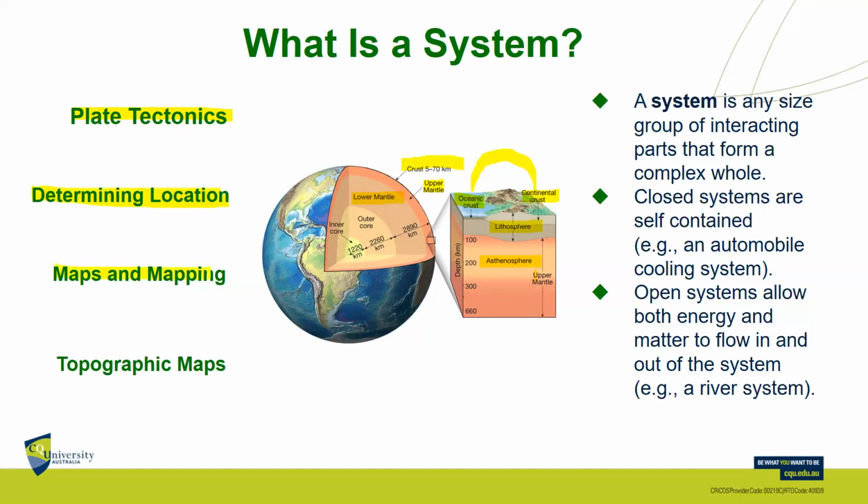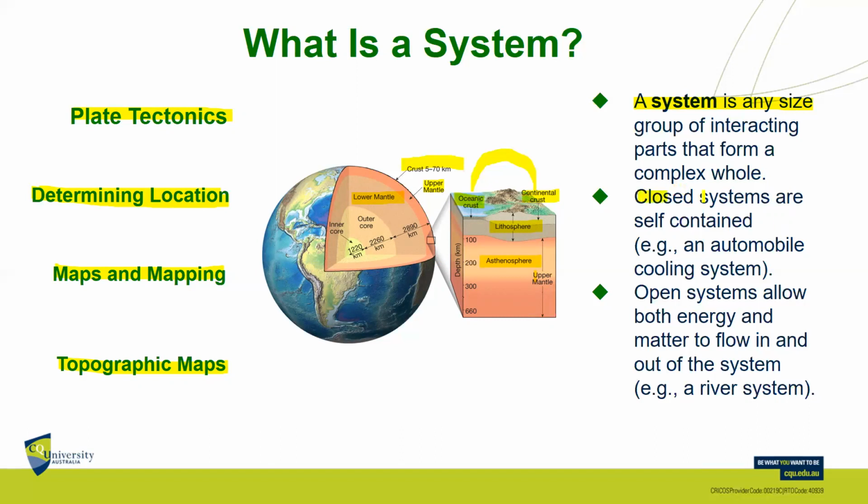And we then move to maps and mapping, cartography, and topographic maps, and we move into looking at surface features. So we're talking here about the Earth as a system. We've talked about the different formations within that system: the atmosphere, the geosphere, the biosphere. And we can define a system as a teacher. We can define a system as any group of interacting parts that form a complex whole. So this is systems theory.